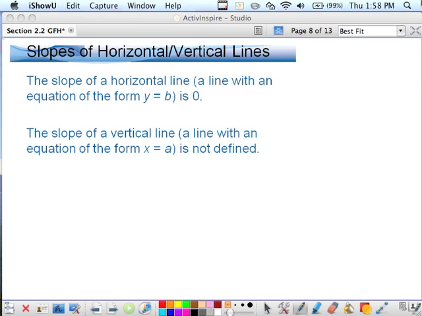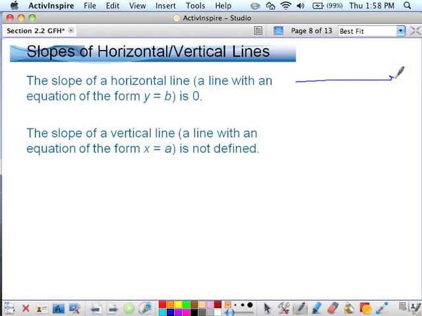Slopes of horizontal and vertical lines. The slope of a horizontal line, a line with an equation of the form y equals b, where b is any constant. That means there are no x variables in the equation of that line. There's only a y and a constant. The slope of that horizontal line is always 0.